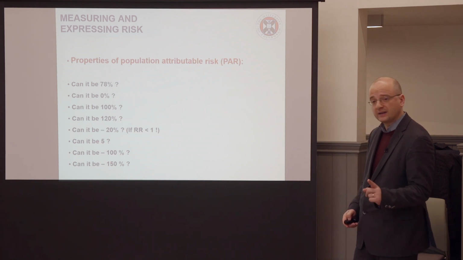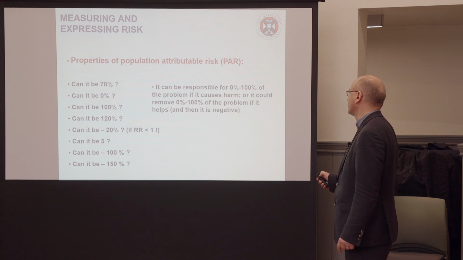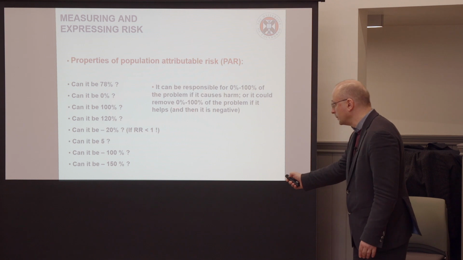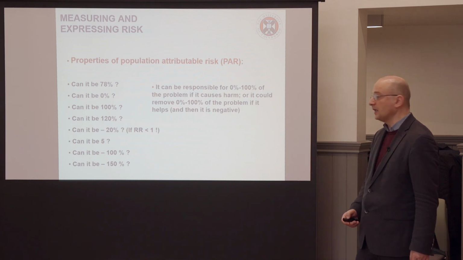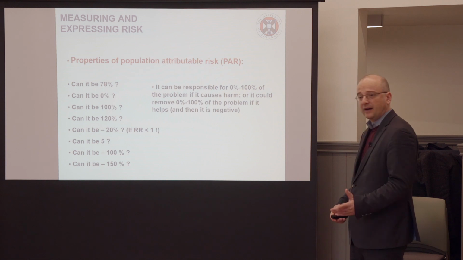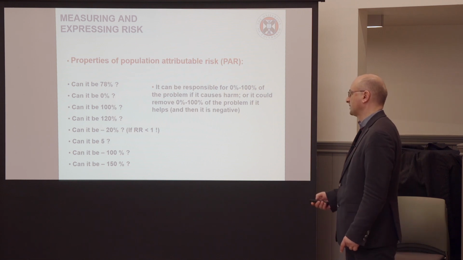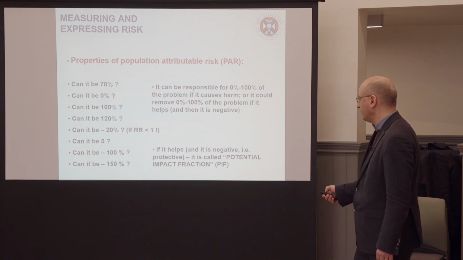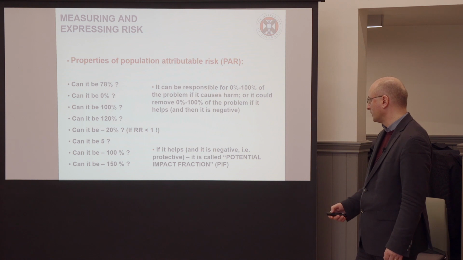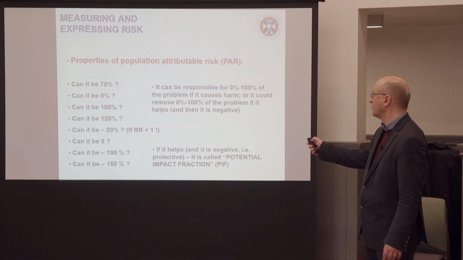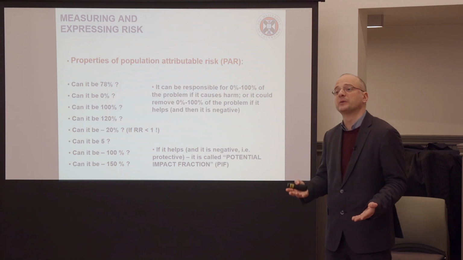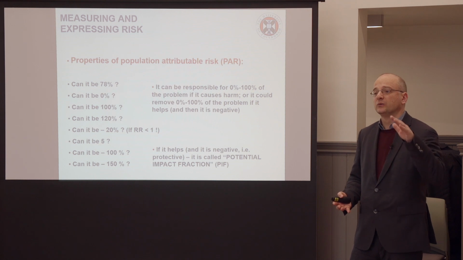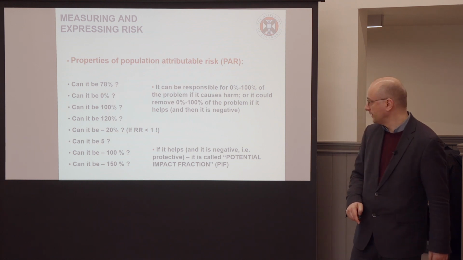Think for yourself. Think carefully. It can be responsible for 0 to 100% of the removal of the problem if it causes harm. But it could also remove 0 to 100% of the problem if it helps, and in that case it's negative. So a vaccine would have a negative population attributable fraction because it would be removing the problem. So if it's helping and it's negative or protective, it's called potential impact fraction. So no longer population attributable risk, but rather potential impact fraction. That is the proportion of the burden which could be removed through helpful intervention.